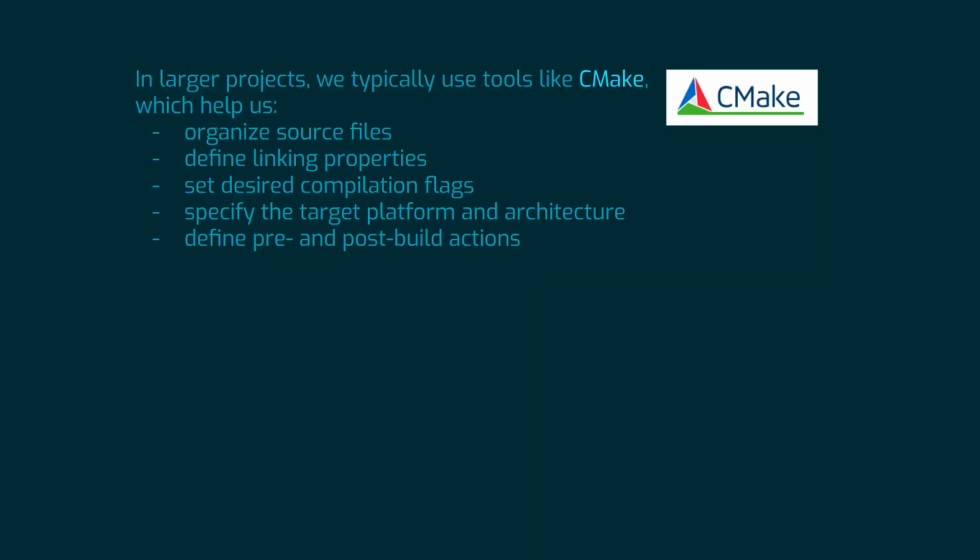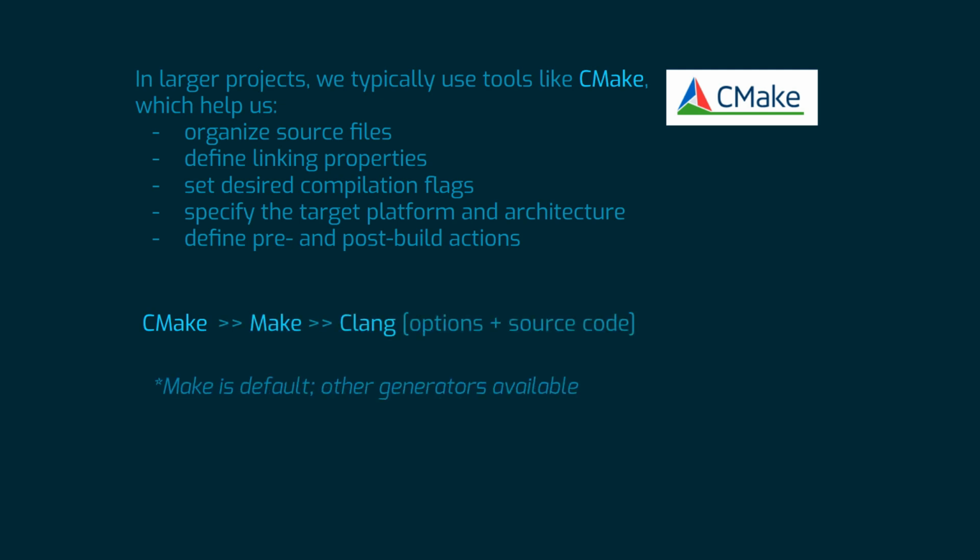Eventually, the compilation is quite a complicated process that contains several steps, and today we will take a look at them. In a large project we would likely use tools like CMake, which help us organize source files, define linking properties, set desired compilation flags, specify target platform and architecture, and program pre- and post-compilation actions. In Unix-like systems, CMake produces a makefile which contains compiler-specific sets of parameters. But at the end of the day, all of this boils down to a set of parameters we feed into the compiler.